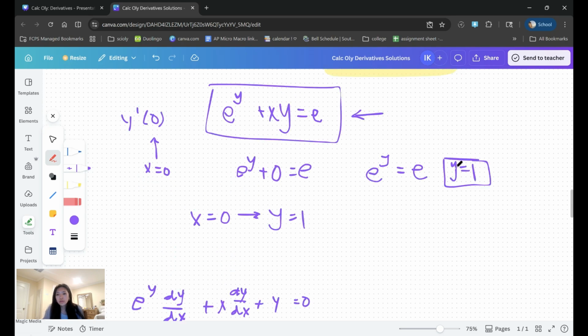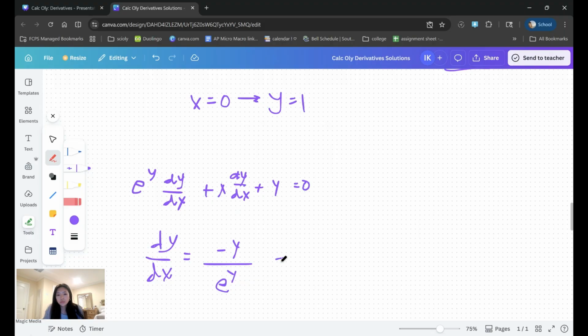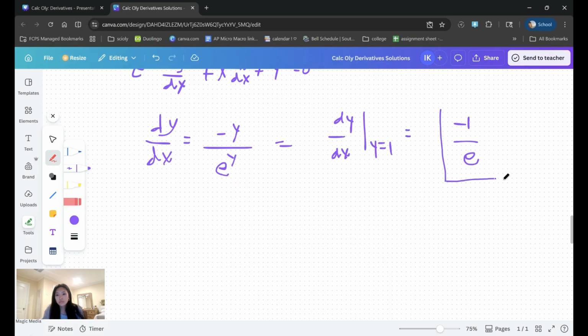And we're going to get negative y over this. And since we know that y equals 1, we're going to plug in y equals 1. So we're basically doing this: dy/dx at y equals 1 equals negative 1 over e. And so here's our solution. So y prime of 0 equals negative 1 over e. Okay.